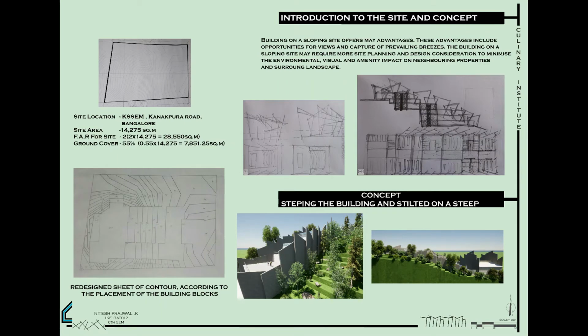Introduction to the site and the concept. The site is located on Kanakpura Road, at KSSEM College, and it is a contour site. The total area of the site is 14,275 square meters. The ground coverage is 55%, that is 7,850 square meters. The main concept of the design is stepping the building and stilting it on the steep slope.